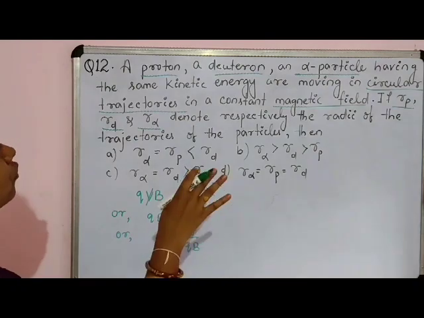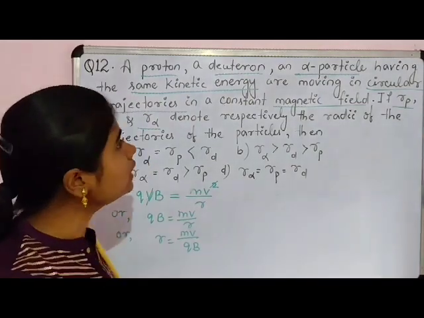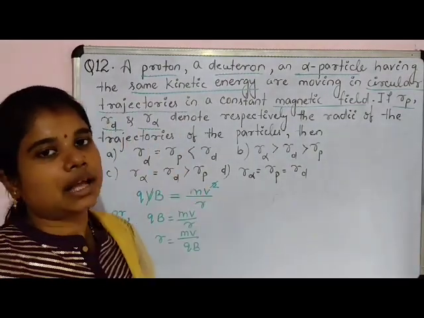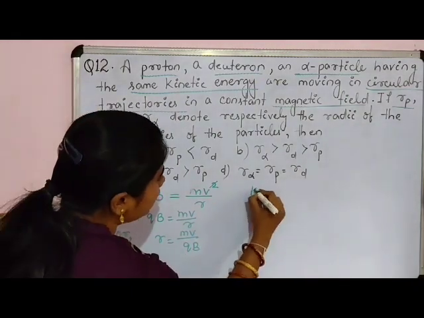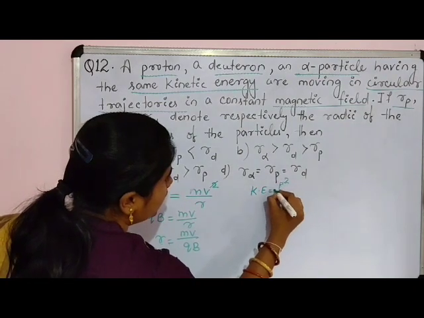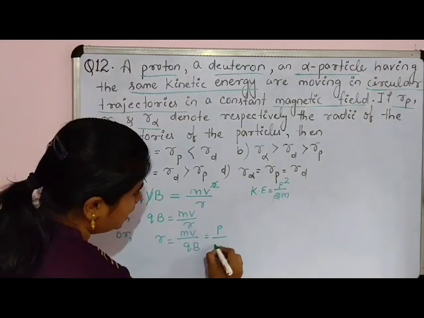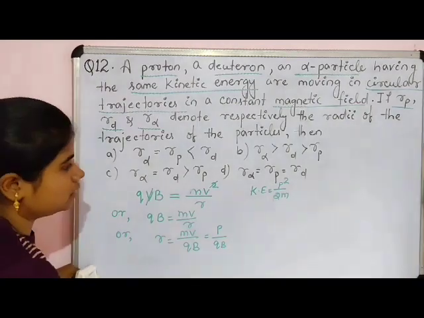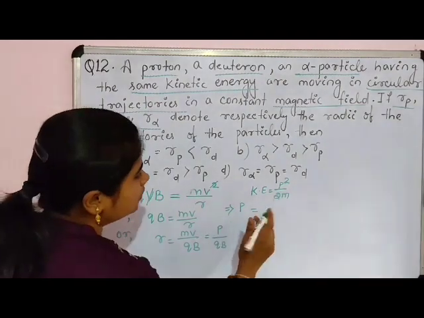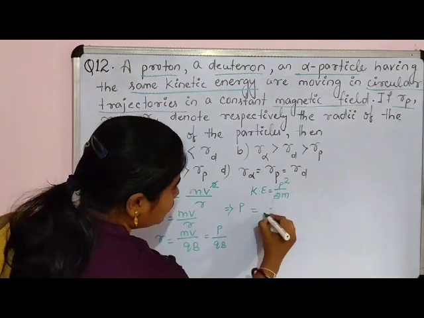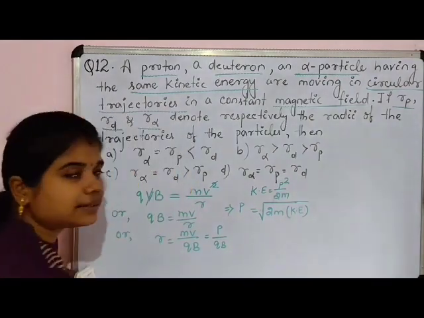Now it is saying that they are moving with the same kinetic energy. That is also a key point for this question, everyone, that the particles are moving with the same kinetic energy. So for that, see this expression, kinetic energy we can write as P square upon 2m, right? This expression can be written as P by QB, right? From this expression we get P, that is linear momentum, equal to square root of 2m times the kinetic energy, right?